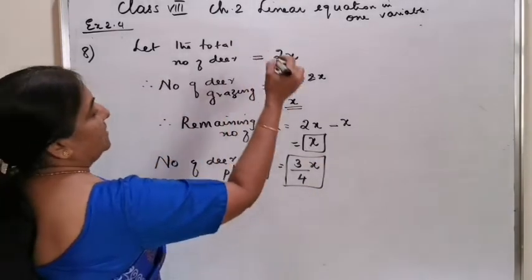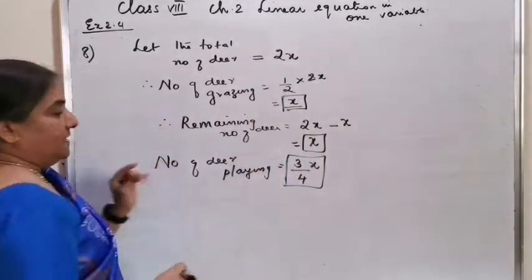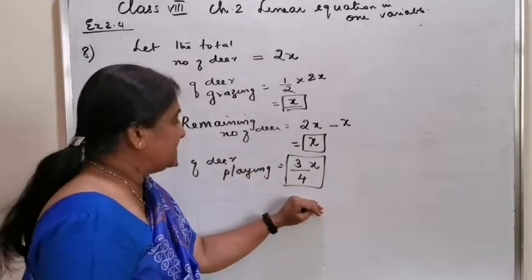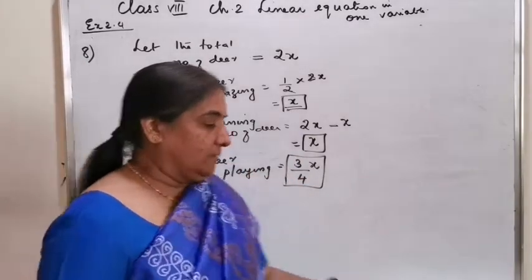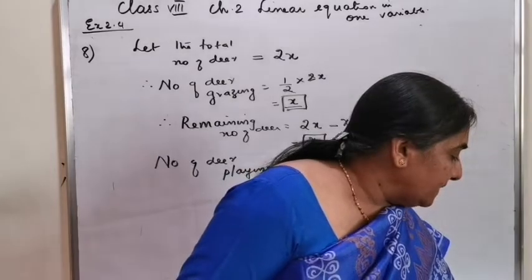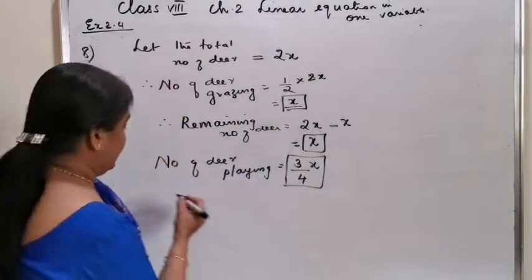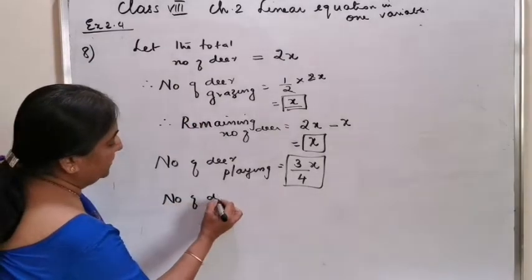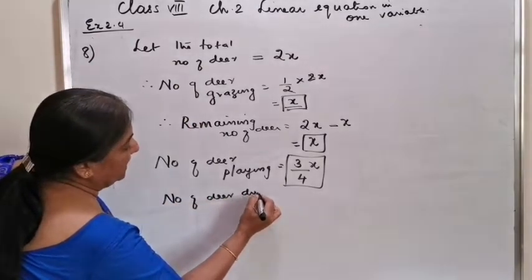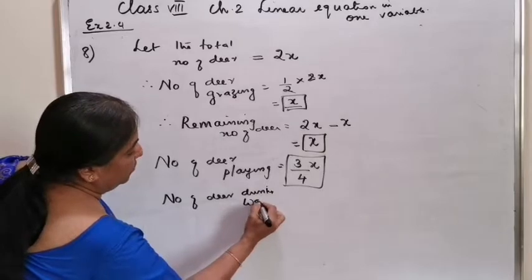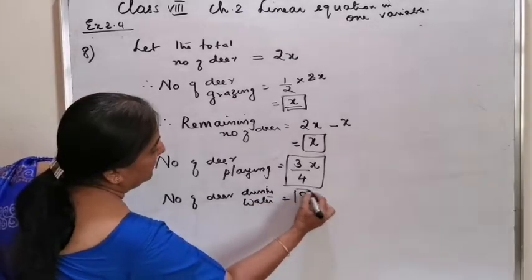The number of deer grazing is x. Number of deer playing is 3/4x. And the third category is, the rest 9 are drinking water. That means number of deer drinking water is equal to 9.